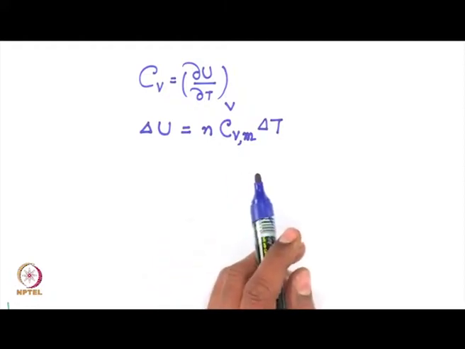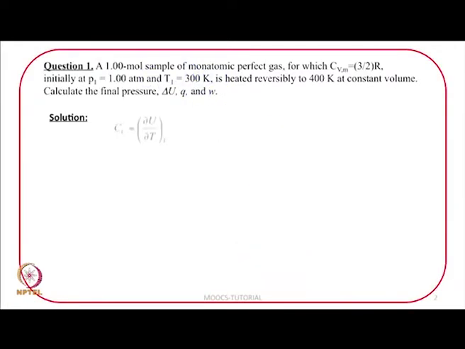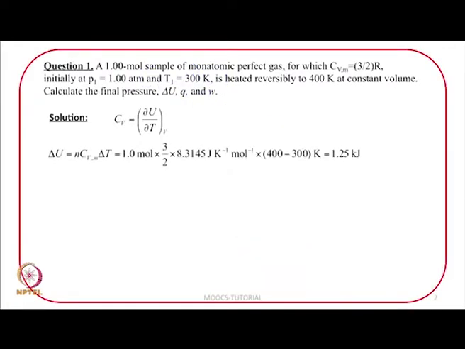Let us take a look at the slide. N, which is 1 mole, is given, CV is 3 by 2 R, and I will use the value of R in joules per Kelvin per mole, because finally I would like to have the answer in joules, and the temperature difference is 400 minus 300. So, the value of delta U, after I convert into kilojoules, comes out to be 1.25 kilojoule. Very easy.